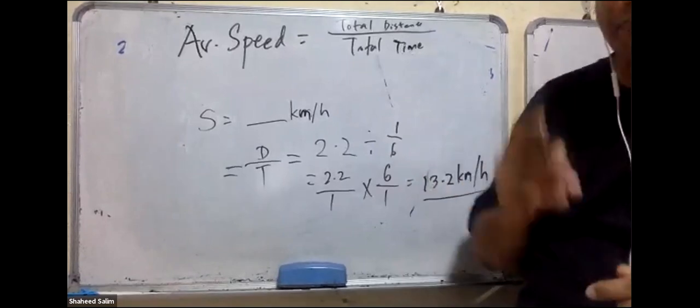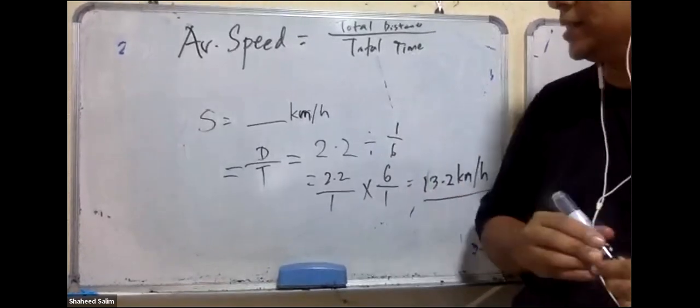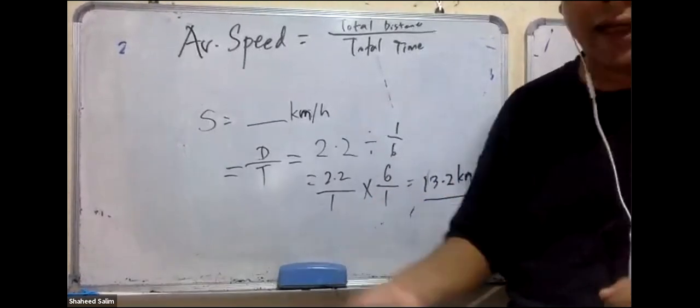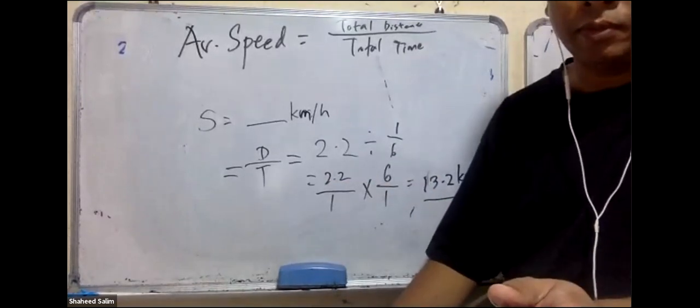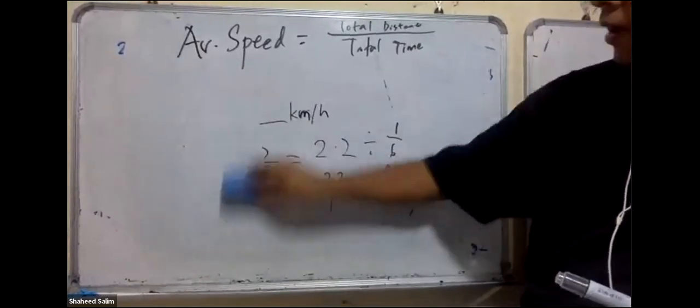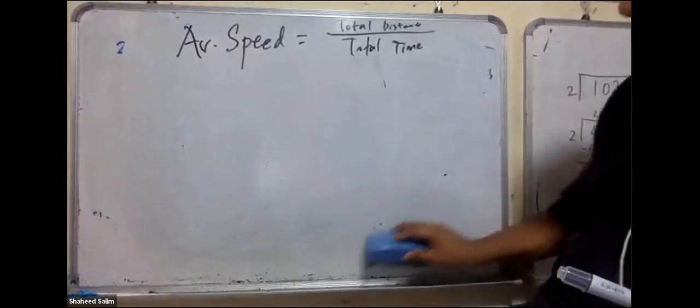I gave you an example last year. Let's say this guy is jogging and running. In between, he went to the toilet. Do you include the toilet time? Yes. So it's total time. So then you can find it.